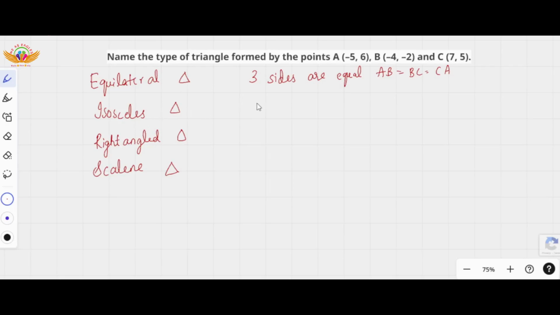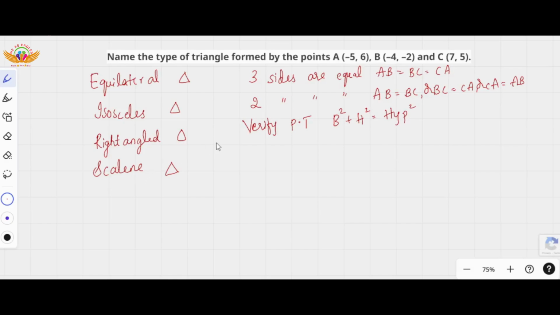Coming to isosceles triangle, only two sides must become equal. Either AB equal to BC, or BC equal to CA, or CA equal to AB. Any one condition. Right angle triangle means you have to verify the Pythagoras theorem. You all know what the Pythagoras theorem is: base square plus height square is equal to hypotenuse square. Then only it is a right angle triangle.